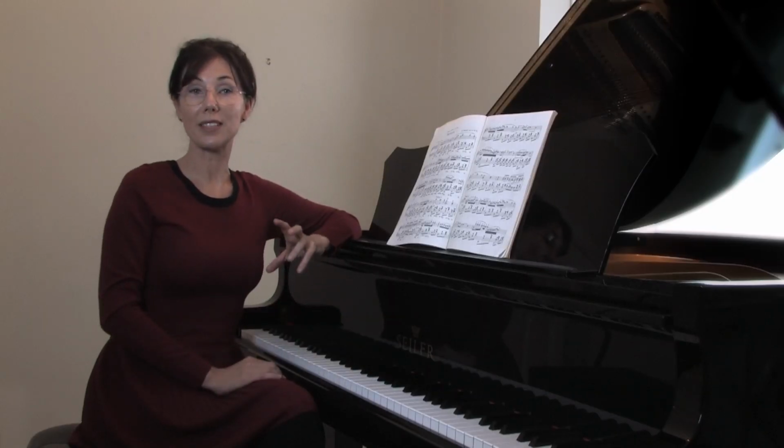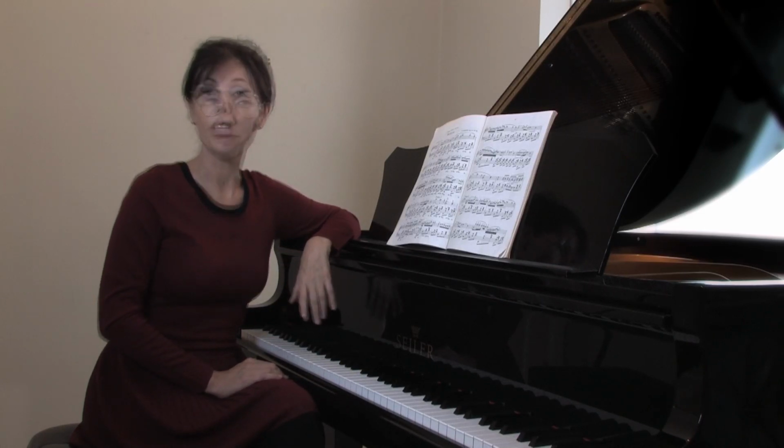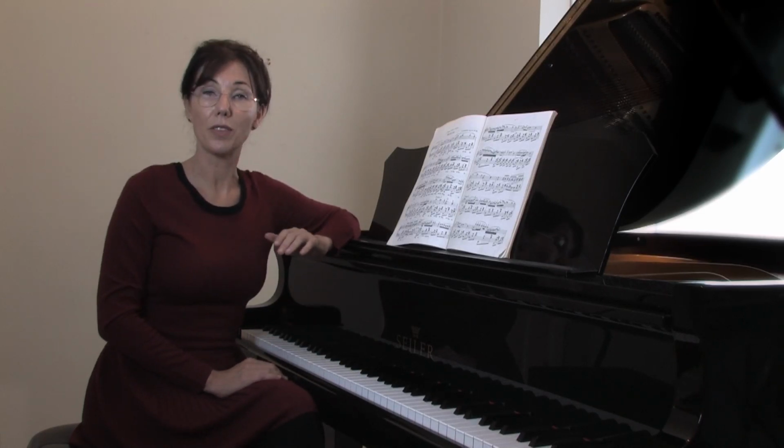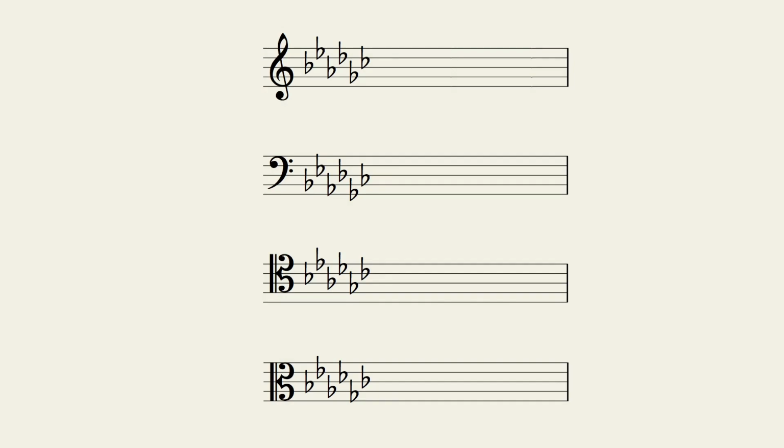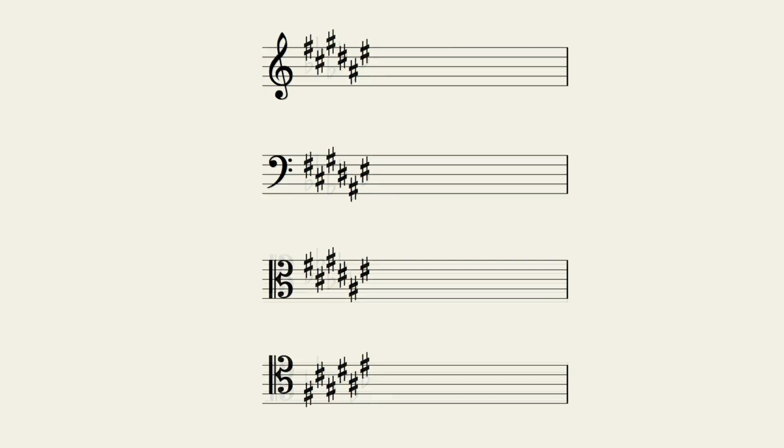Let's have a look at these key signatures and how they're written out. Notice the patterns of the key signatures. In the flats, they are all the same. The treble clef, the bass clef, the tenor clef and the alto clef all have this same pattern of flats. In the sharps, we have the same pattern for the treble clef, the bass clef and the alto clef. Only the tenor clef is different.